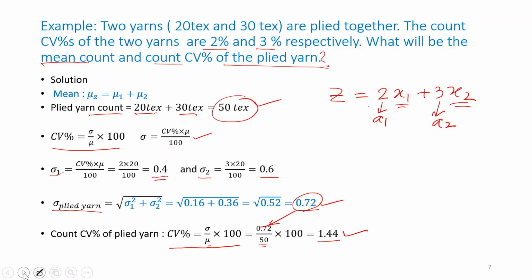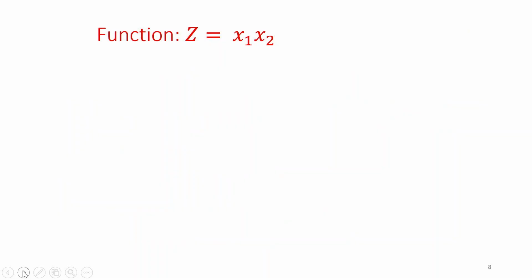From there, let us go to the next slide. Now, sometimes a function could be a multiplication of two variables. It could be a multiplication of n number of variables. We are not going into those complicated things, but it could be. Theoretically, it is possible. It could be x1, x2, x3, x4 up to xk.